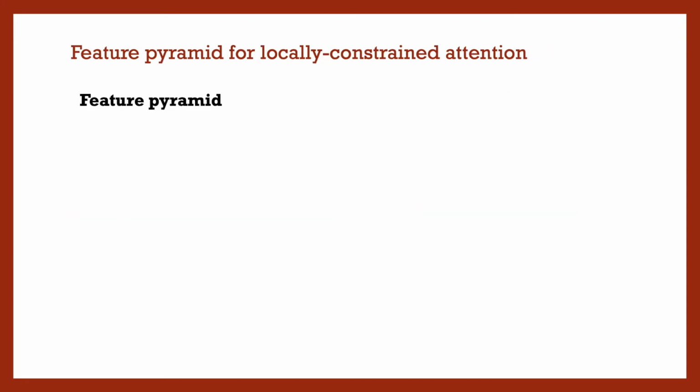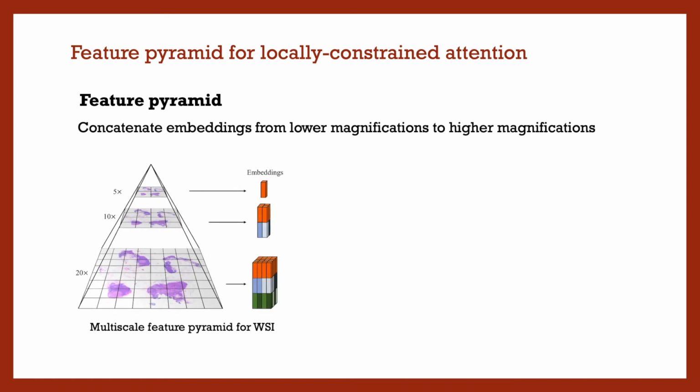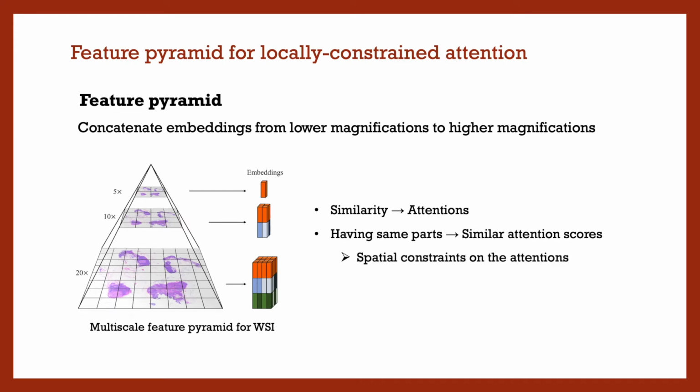It is common to consider features from multiple magnifications for whole slide image analysis because of the large image dimensions. We propose to construct a feature pyramid using embeddings from multiple magnifications, where the embeddings from lower magnifications are duplicated and concatenated to the embeddings of the higher magnification that belong to the same lower magnification patch. The resulting embeddings will then have the same parts if they are spatially close to each other.